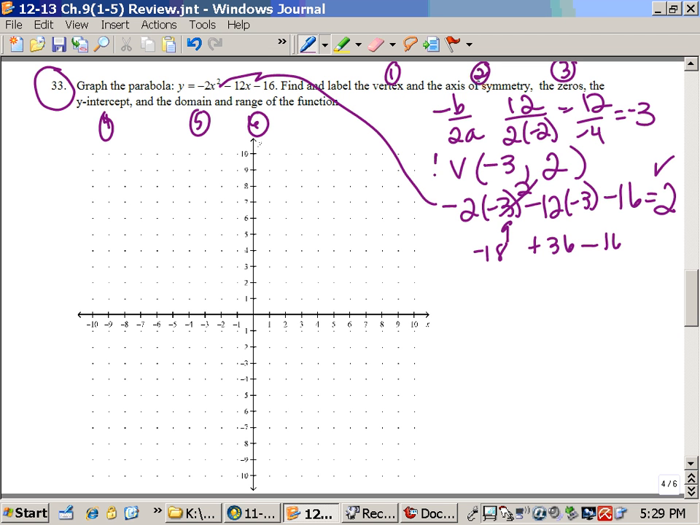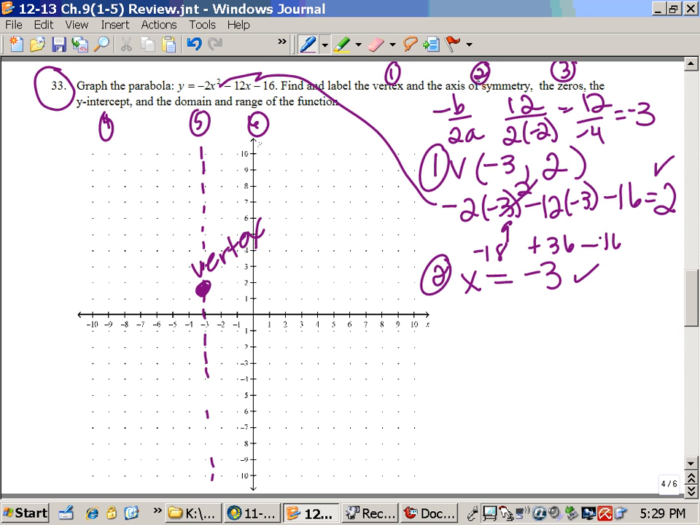So I've taken care of the vertex. It is -3, 2. So I'm going to go -3, 2, and put a dot for the vertex. Now it does say to find and label, so I'm going to label this vertex. The second thing I need to do is the axis of symmetry, which is x equal to the x value of the vertex. Then I need to put a dotted line straight up and down. And that's done.